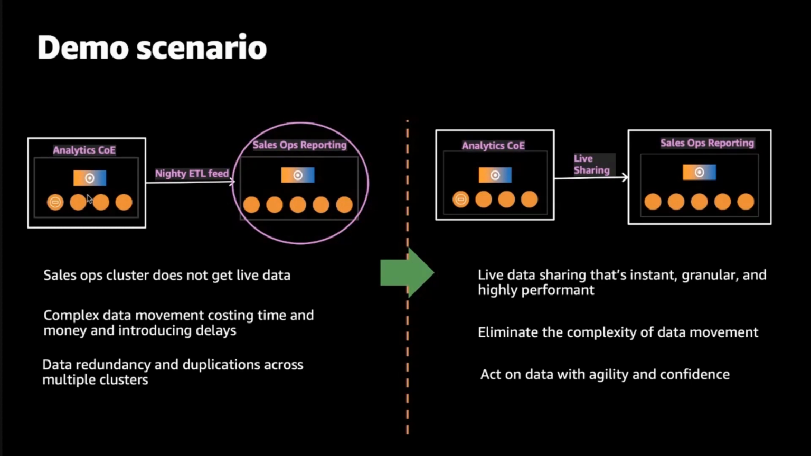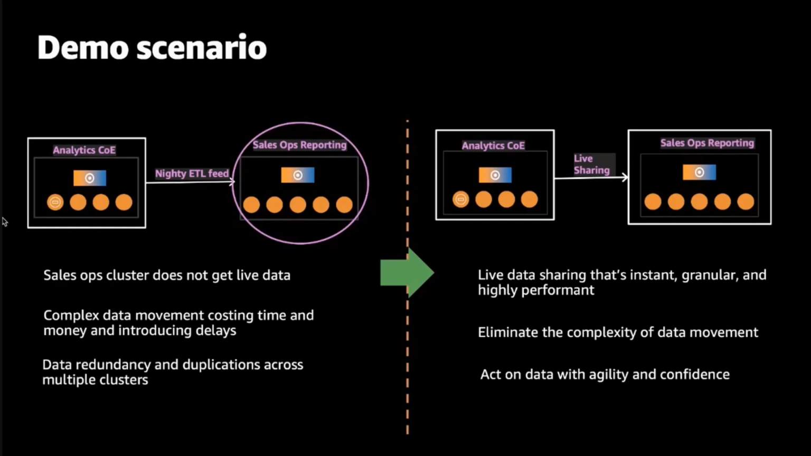So they have a Redshift cluster with which they manage data. And then they have many consumers that consume the data. So in this scenario, for simplicity, we are picking one consumer, which is sales ops reporting. So from the Analytics Center of Excellence team cluster, or we call it the central cluster, data is fed to the sales ops reporting cluster every night. So there is a nightly ETL feed that comes in.